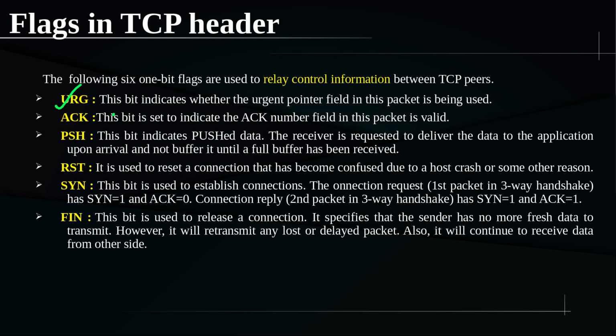So with that, anyone can understand that this particular segment is containing some acknowledgement information also, of course, for the previously received data by that particular one who is sending it. So this bit is said to indicate that the acknowledgement number field in this particular packet is valid. That's all. Otherwise you don't have to consider it.